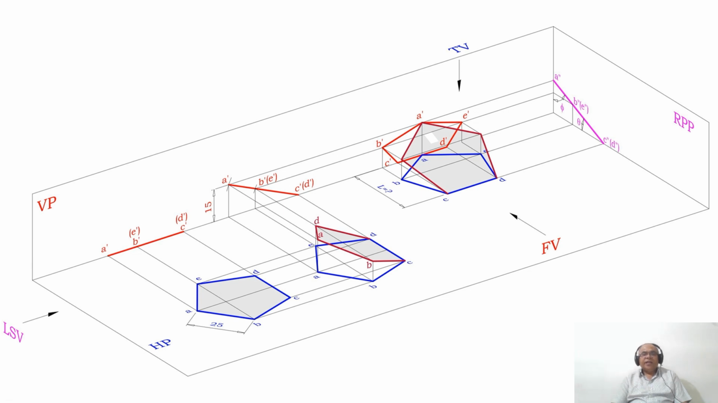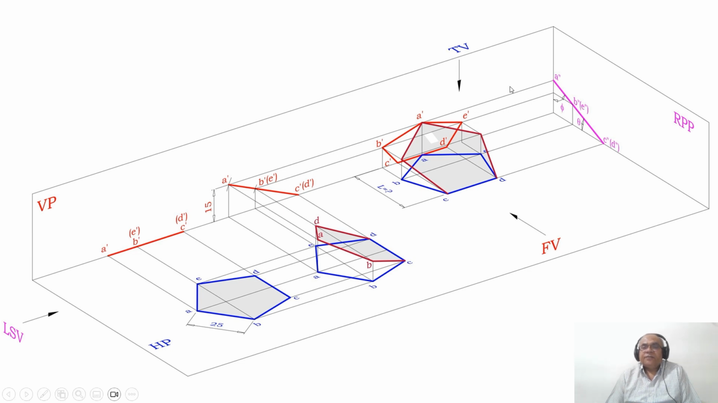Once the surface is inclined to both HP and VP, obviously that surface will be perpendicular to the profile plane. So when you are looking from this side, since it is perpendicular to the plane, in the right profile plane you are getting this as a line. As we look from the left side view, A double dash will be on VP, and C double dash and D double dash are on HP. As we look from the left side, C double dash is visible and D double dash is invisible. And B double dash is near to the observer, so it is visible, and E double dash is away from the observer, so it becomes invisible.